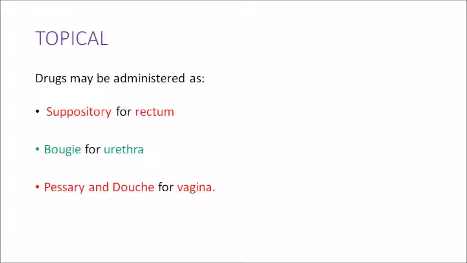Coming to topical. Topical application means ointments or creams that can be applied onto the skin or onto the mucous membrane are topical applications. Some different names about topical applications are suppository for rectum. In rectum, we keep rectal suppositories, and Baucher for urethra. If you are keeping any drug for urethra, it is called Baucher. And pessary and douche are the topical route of administration used for vagina. So suppository for rectum, Baucher for urethra, and pessary and douche for vagina.